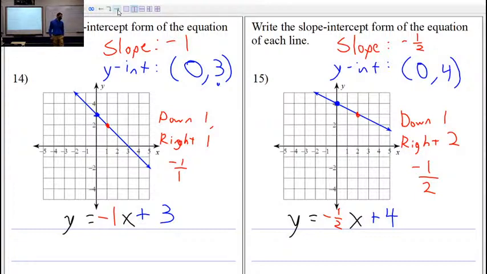Questions on any of that? Hopefully we're feeling fairly confident on the basics of graphing a line.